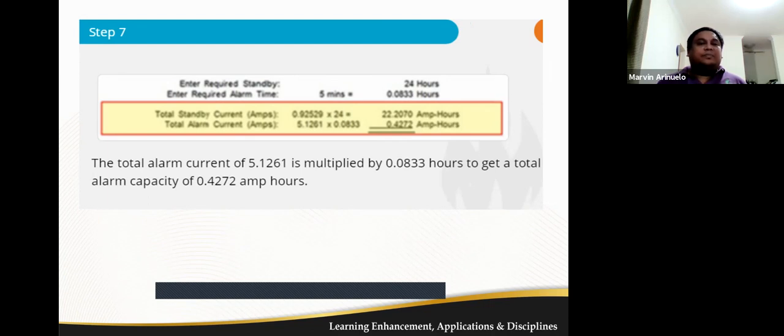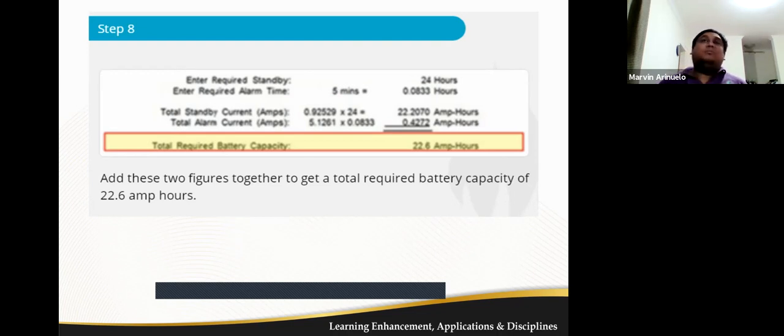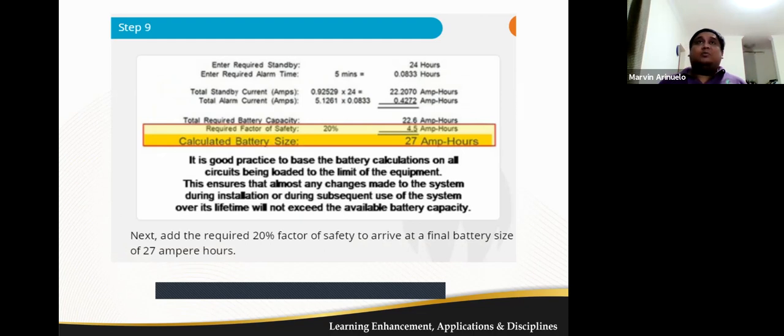Now we need to add the alarm capacity. If you remember, our alarm current is 5.1261 amps. Multiply by 5 minutes, because remember, 24 hours for standby in normal mode and 5 minutes for alarm mode. You will get 5.1261 multiplied by 0.0833, equal to 0.4272 amp hours. So if we add the 24 hours and 5 minutes required amp hours, we will get 22.6 amp hours. And remember, we have the required factor of safety of 20%.